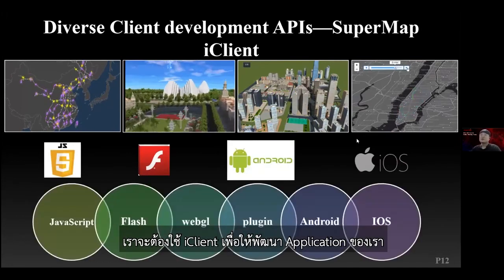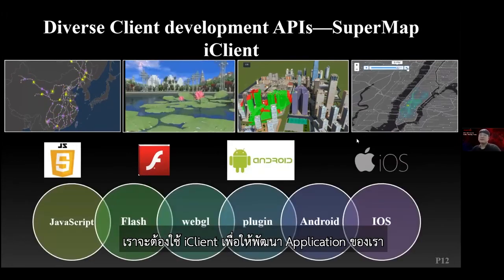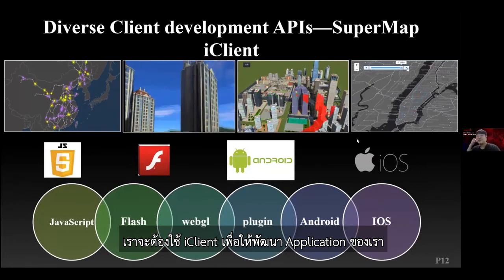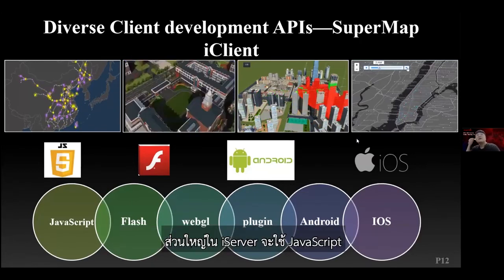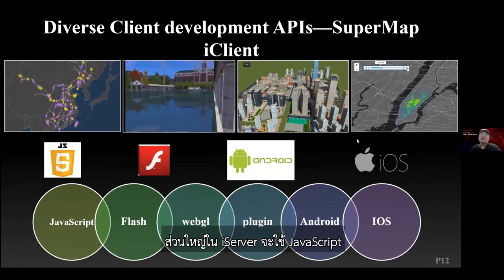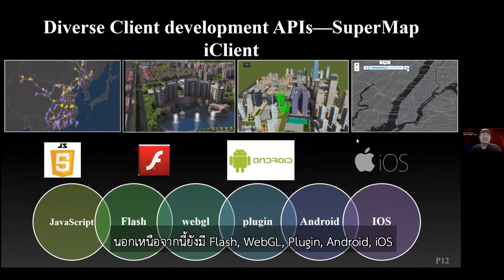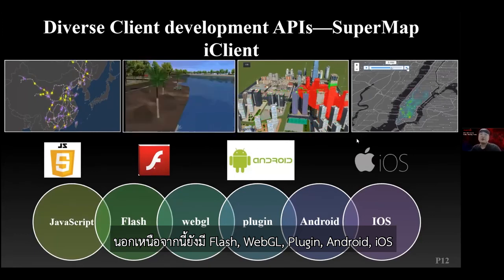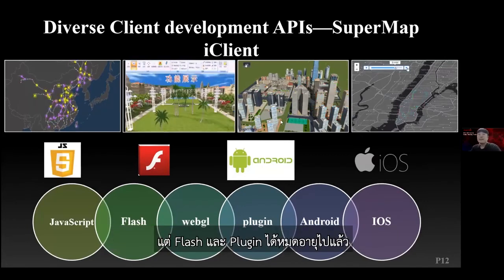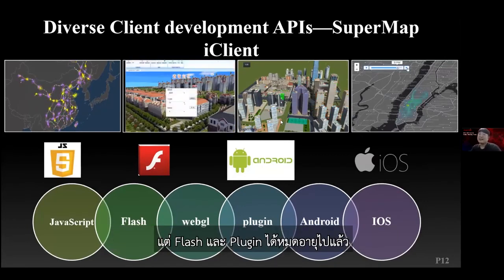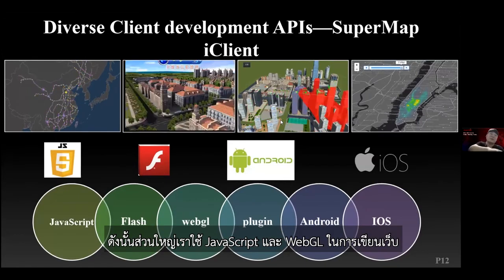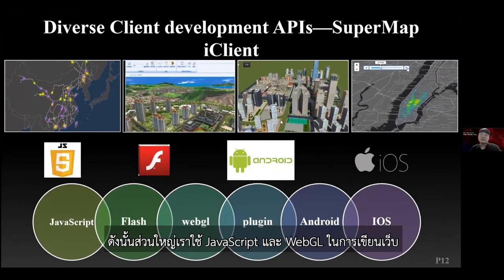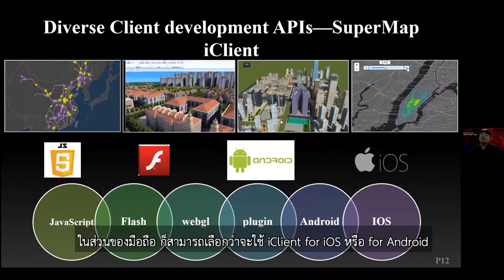SuperMap iClient, to develop our services, to develop our applications. The most commonly used iClient is JavaScript. Besides JavaScript, we also have Flash, WebGL, plugin, Android, and iOS. But the Flex and plugin, these two have already expired. So for the website, we will mainly use JavaScript and WebGL. And on the mobile side, we can choose to use iClient for iOS or iClient for Android.